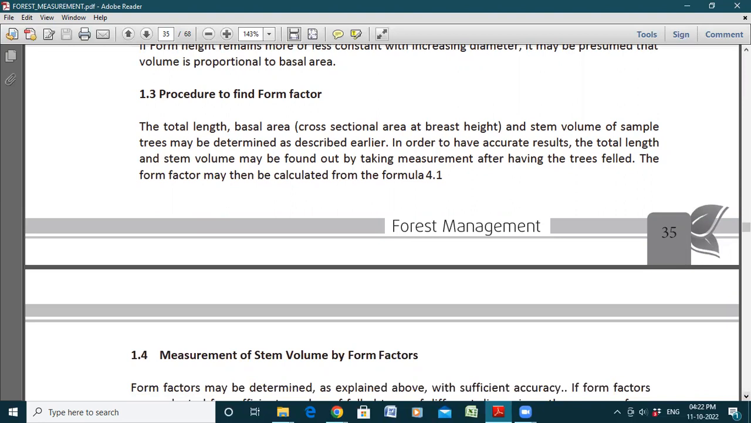In order to have accurate results, total length and stem volume can be found by taking measurements after having the trees felled.